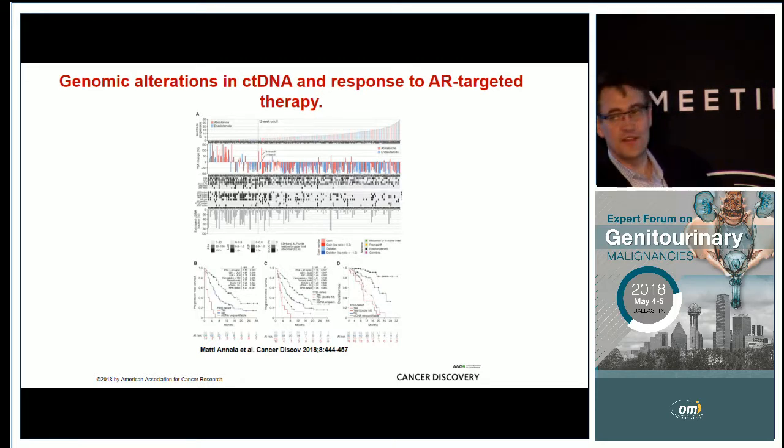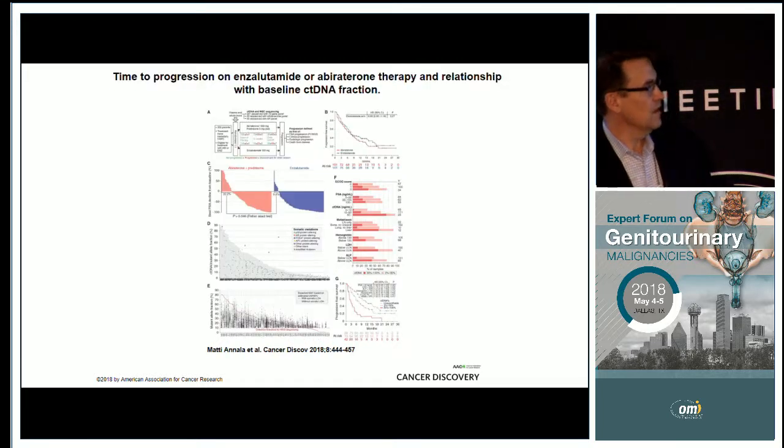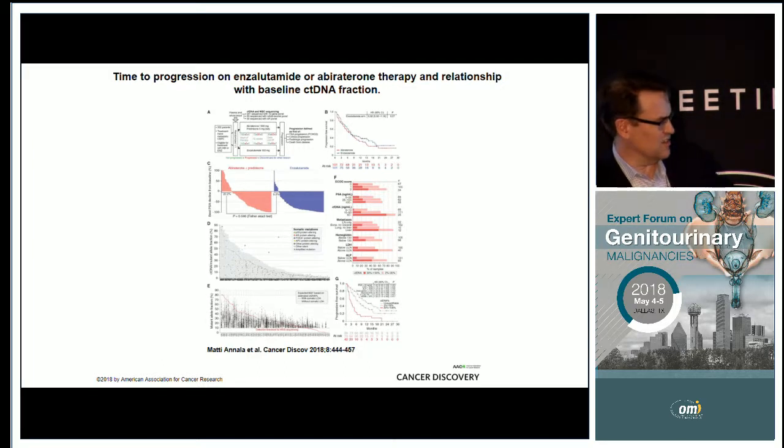And so this data flies in the face of Maha Hussein's data, which said that BRCA2 mutations lead to sensitivity to abiraterone. So that's an interesting sort of little story debate that's happening. We'll have to see what happens there. And this is just further data showing that they can use the ctDNA, which was highly predictive, looking at a number of factors. And I appreciate that the slides are kind of small.